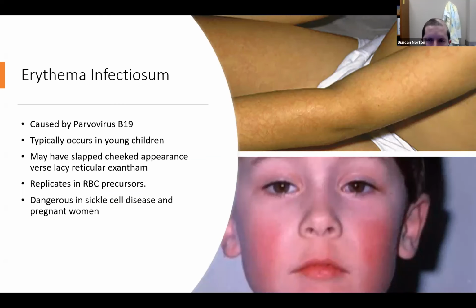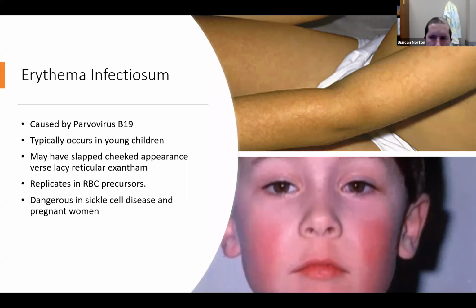The next is fifth disease. The official name is erythema infectiosum. This is caused by parvovirus B19. You typically don't see this in adolescents. This is typically toddlers that you're going to see it in. It typically starts out with a slap cheek appearance. I mean, they're going to have these nasty bright red cheeks.